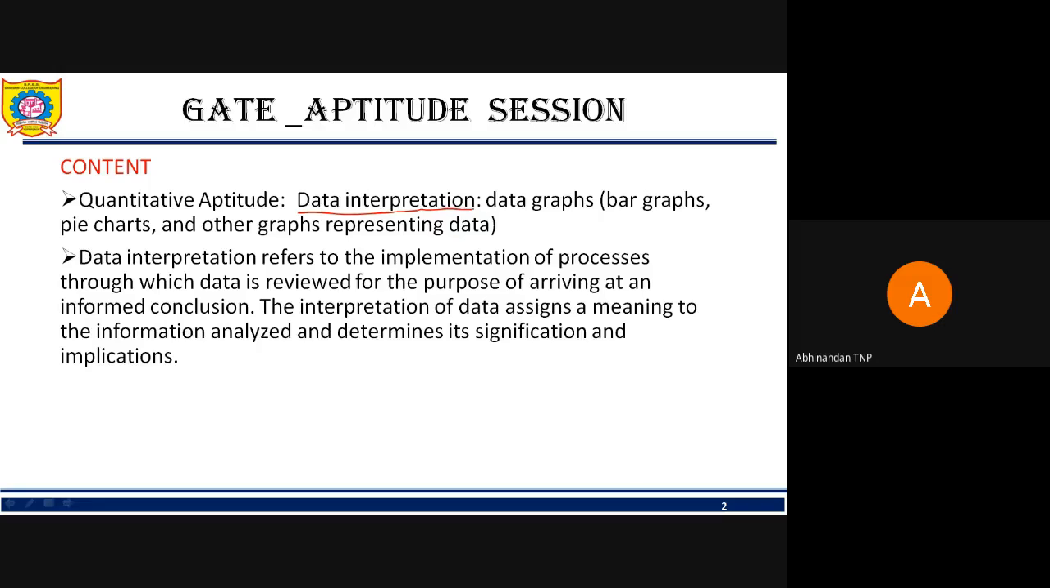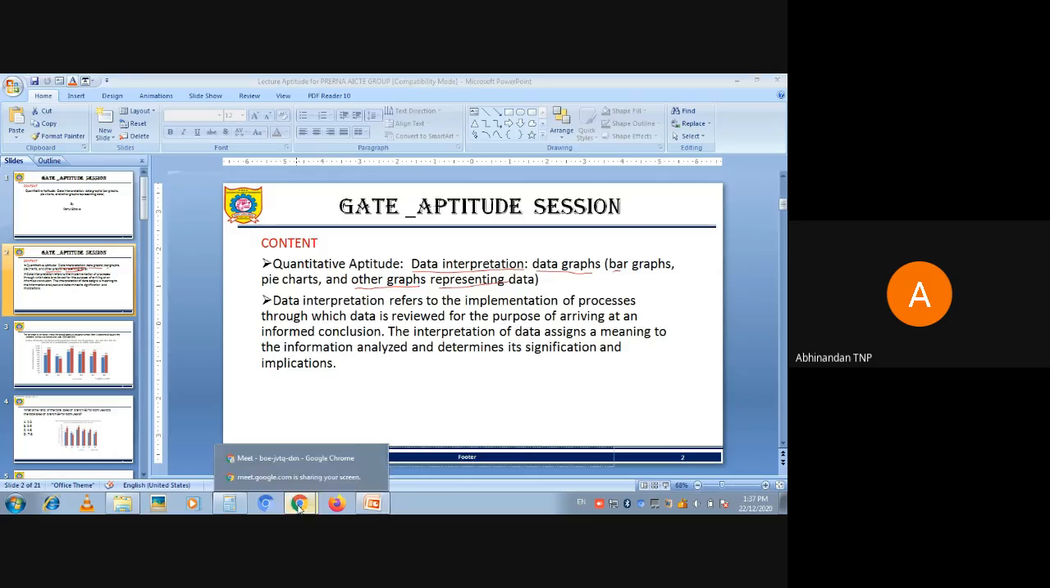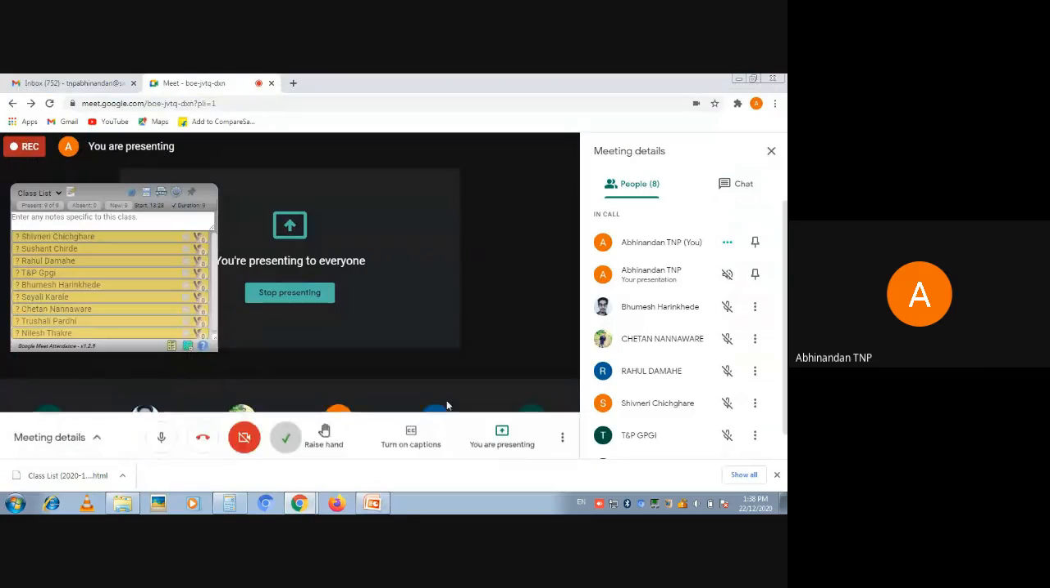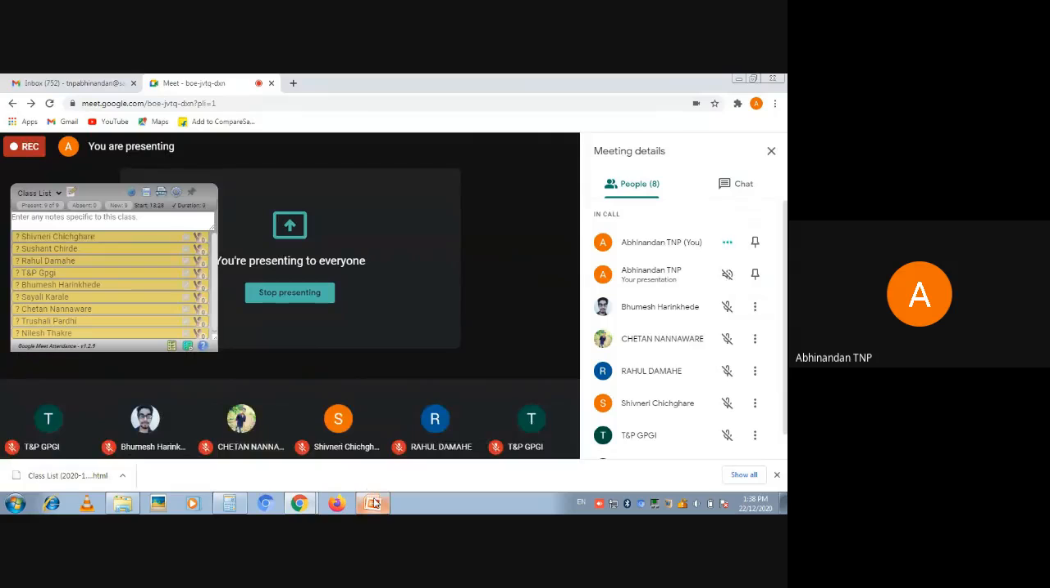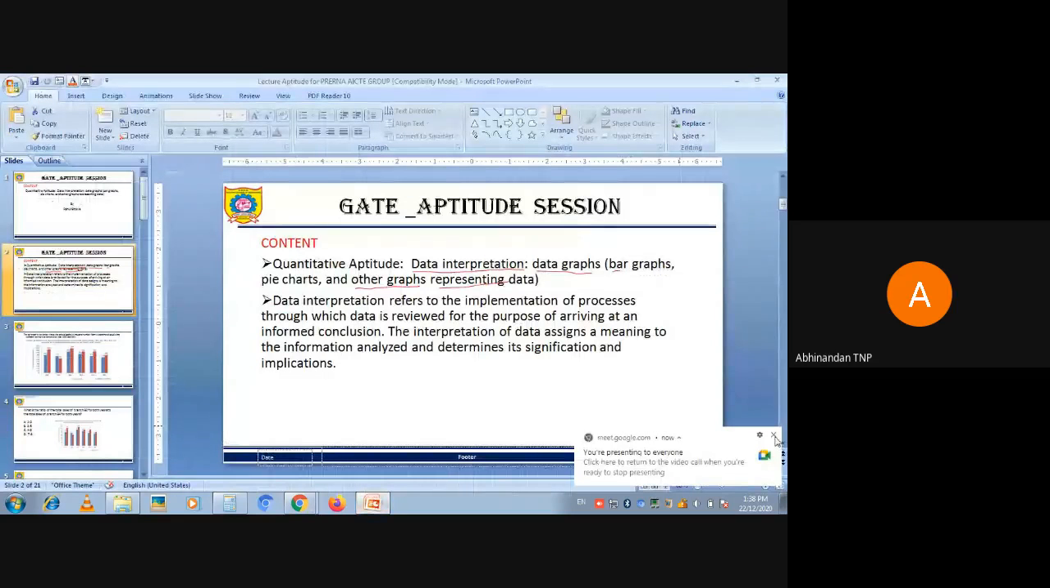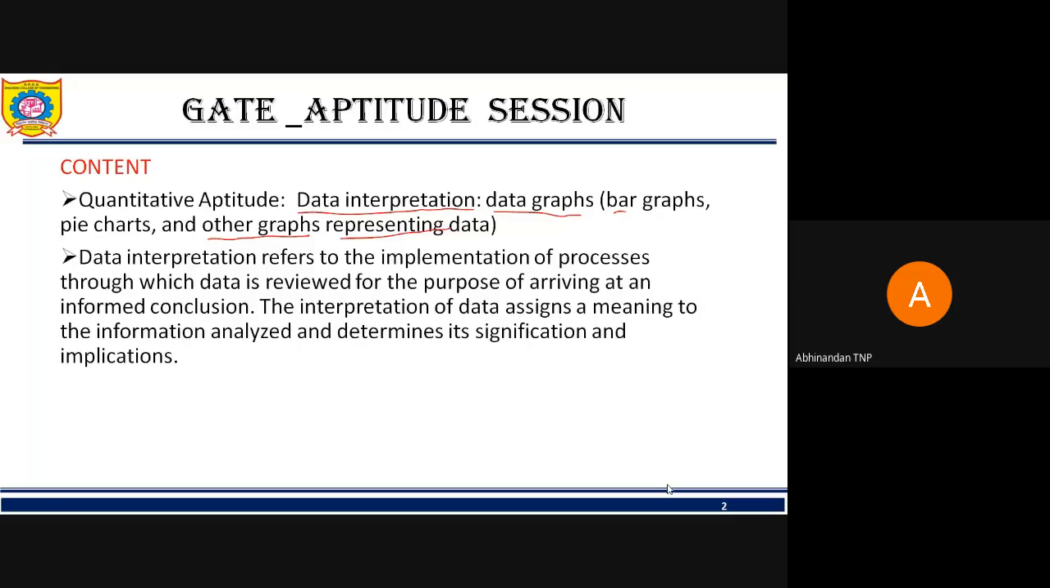Okay. So, here I have mentioned data interpretation: data graphs, bar graph, pie chart, and other graphs representing the data. That is called data interpretation. A bar graph may be given to you, a pie chart, a table, or a line graph. You have to solve the questions on the basis of those graphs. By observing the question and the graph, you just have to answer the question. That's all. You might have studied these topics in 9th and 10th.